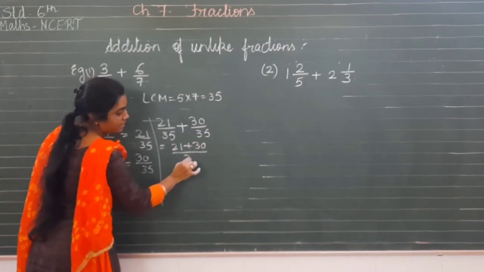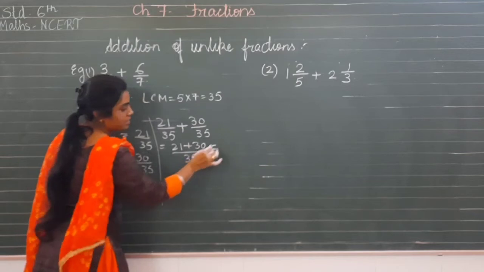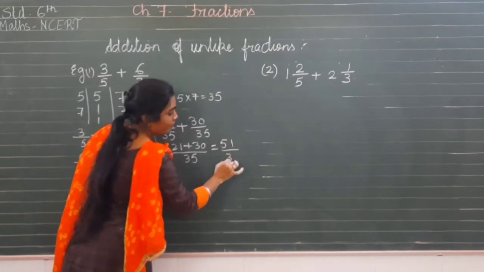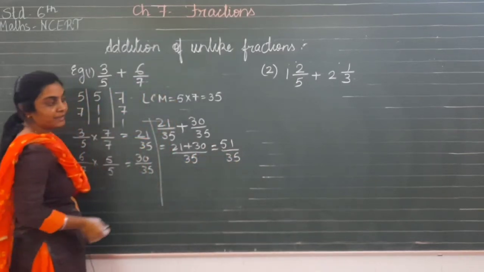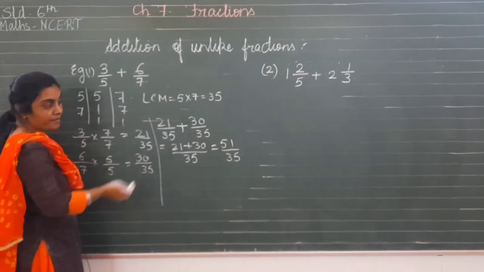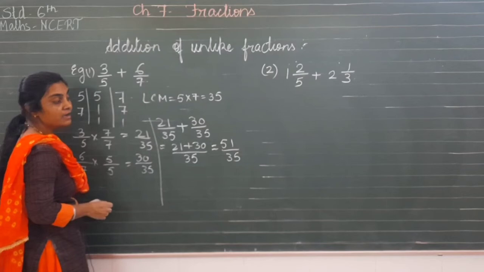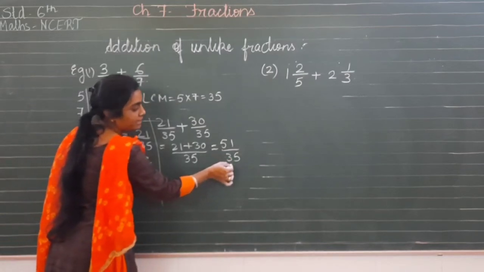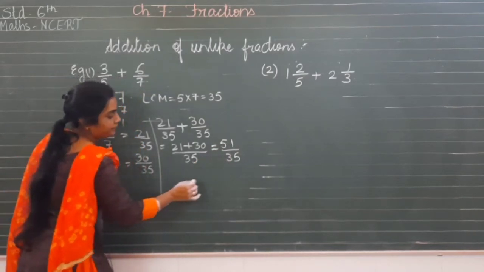21 plus 30 upon 35, so it will be 51 upon 35. This is an improper fraction. We will convert it into a mixed fraction, so we need to divide 51 by 35.